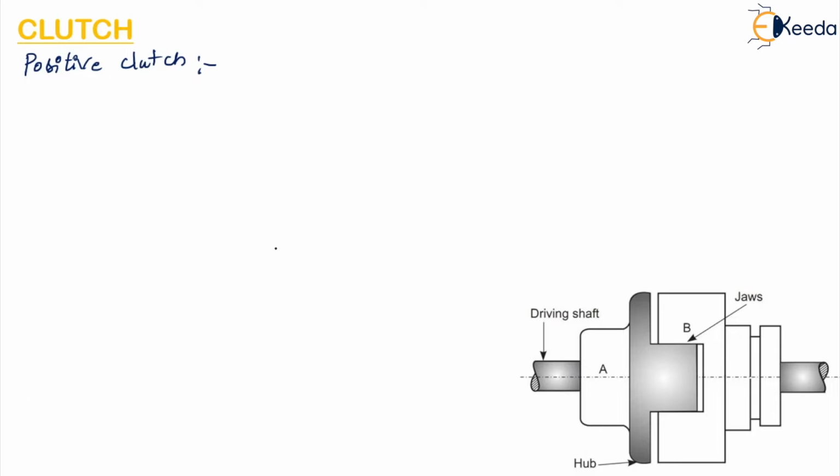The configuration of the positive clutch is shown in the figure here. You can see there is a driving shaft and this is the hub and there are jaws here. This is a component or member A and this is member B, which is marked here, and this is the driven shaft on which member B is fixed.